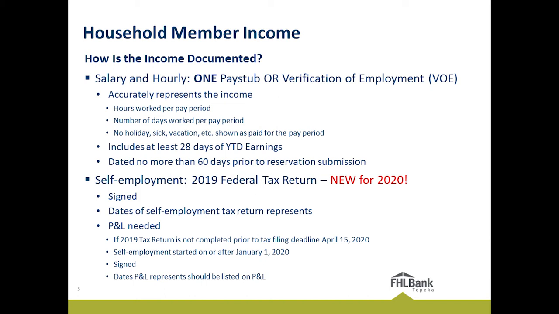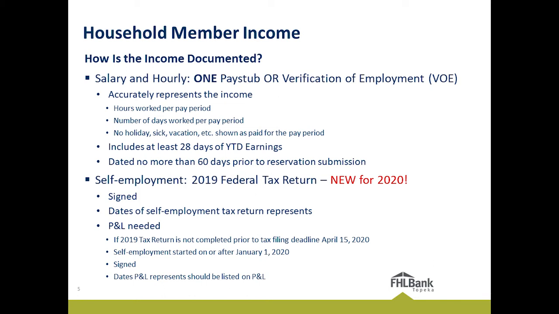A signed profit and loss will only be required if the household member started self-employment after January 1st, 2020, or if the 2019 tax return has not been filed. A few helpful hints to ensure the correct documentation is submitted and a quick reservation approval are: do not provide multiple years of tax returns. We will never request 2 years of tax returns. Only provide the 2019 tax return.